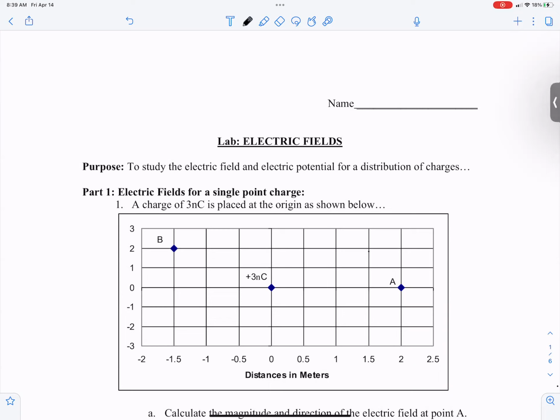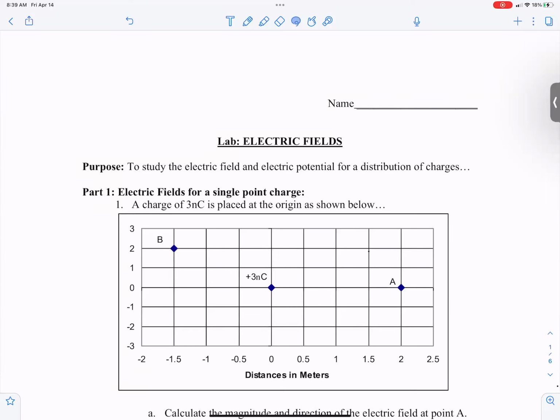We're going to be looking at our electric fields lab. The purpose of this lab is to learn how to be confident with our electric field calculations due to a single point charge at any point in space, and then use the computer simulation to verify our confidence in these results. Let's begin.